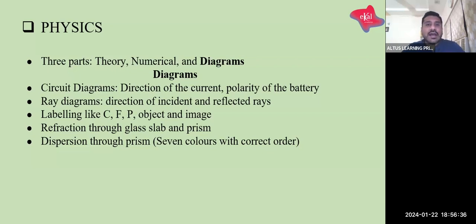So for refraction through a rectangular glass slab, you know what to show. And refraction through a glass prism is from the next chapter. Dispersion through the glass prism is of 7 colors, that is, the splitting of white light into 7 colors. When you are showing the 7 colors, you have to follow the correct order, which is VIBGYOR from bottom to top.